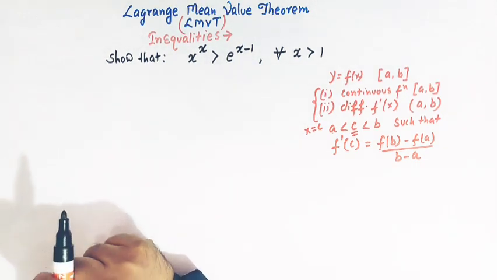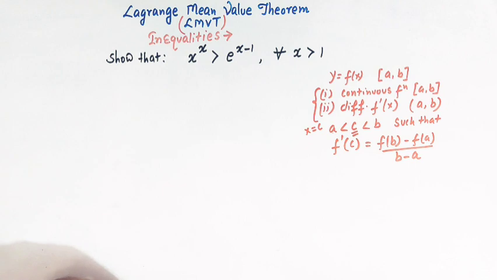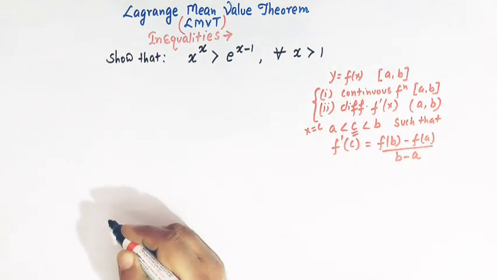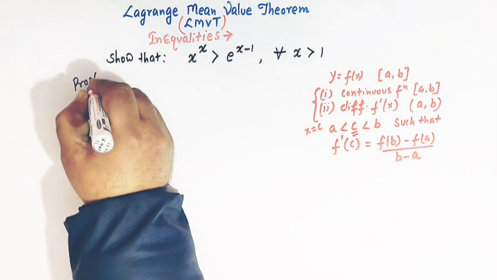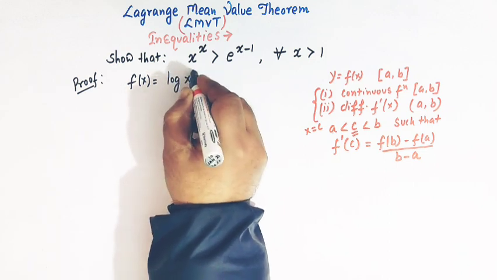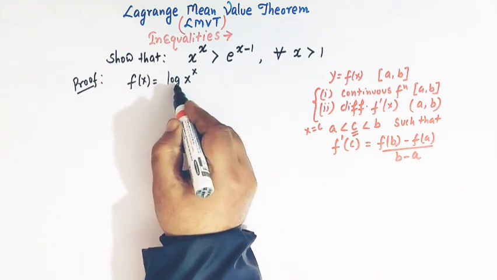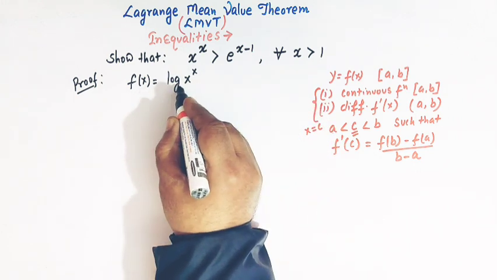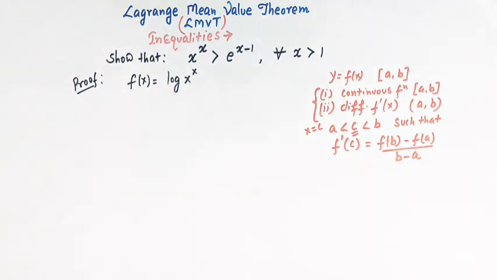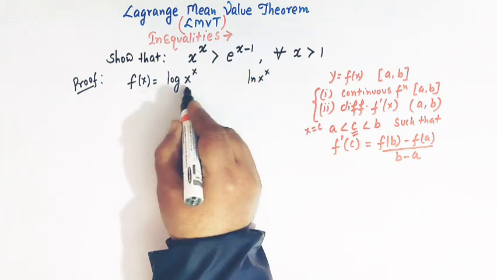So viewers, whenever we want to prove some inequality using Lagrange's mean value theorem, the first step is to frame an appropriate function, right? The function is y is equal to f of x. So in this case, we'll take an appropriate function, say f of x is equal to log of x raised to x, right? So this is the function we'll start with. And here this log is a natural log. It implies that the base of the logarithm is e, the exponential number. So here we can also use the notation ln of x raised to x, but we'll prefer this notation.